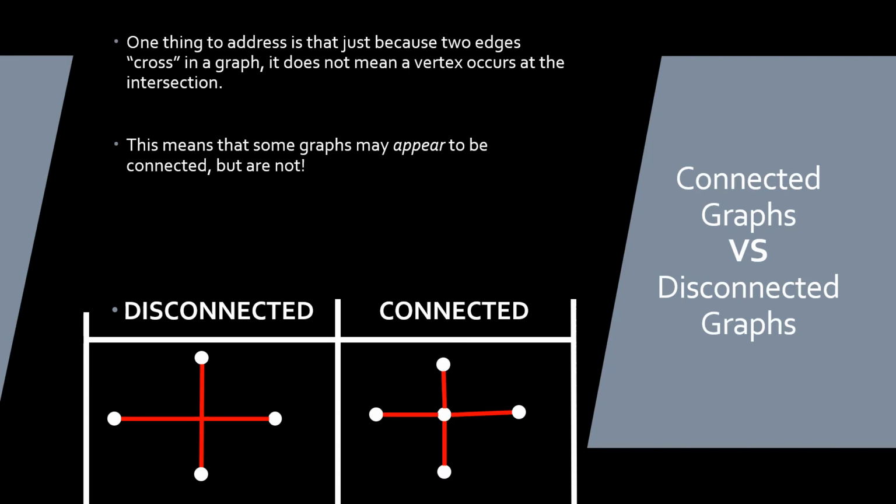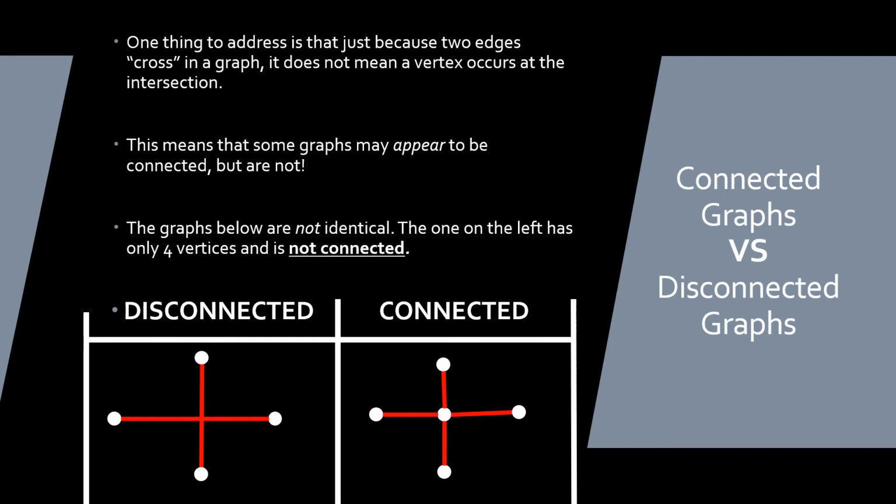An example of a connected graph that looks very similar would be this one. Now I can get from any vertex to any other vertex. And, well, therefore it's connected. By the way, I want to point this out again. The graphs aren't identical. The one on the left has 4 vertices. The one on the right has 5. And that is kind of the big distinction here.